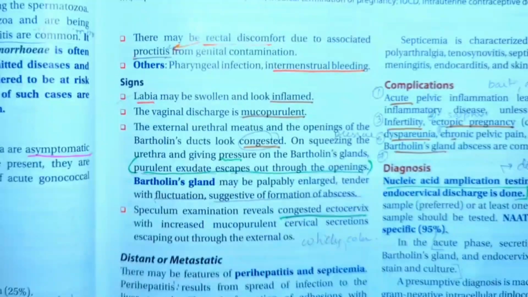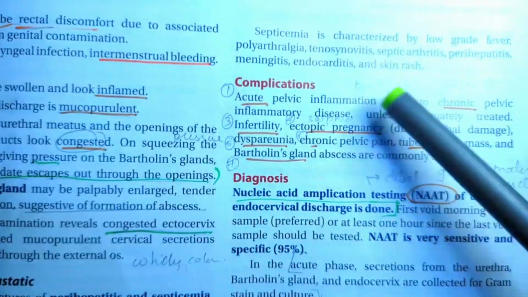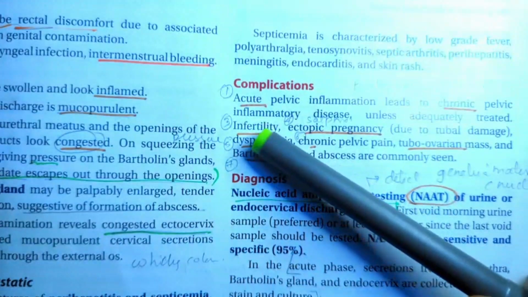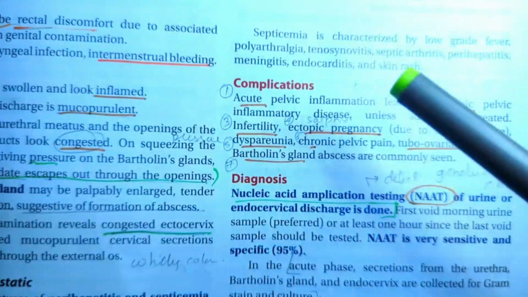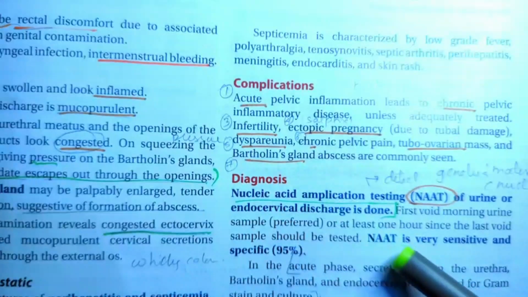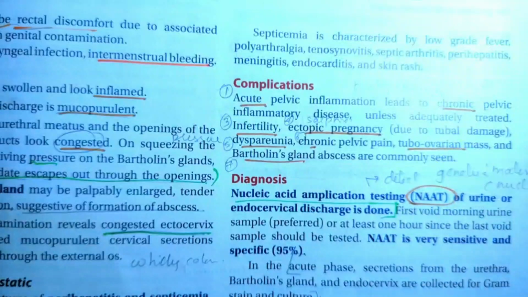Complications: acute pelvic inflammation will lead to chronic disease, and they will also have infertility. Ectopic pregnancies can be seen due to tubal damage, dyspareunia can be seen, a tubo-ovarian mass can be seen, and Bartholin's gland abscess will be commonly seen.